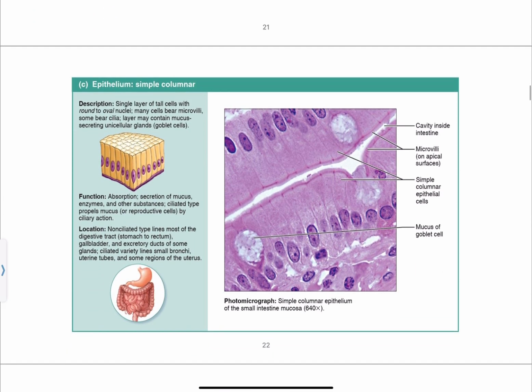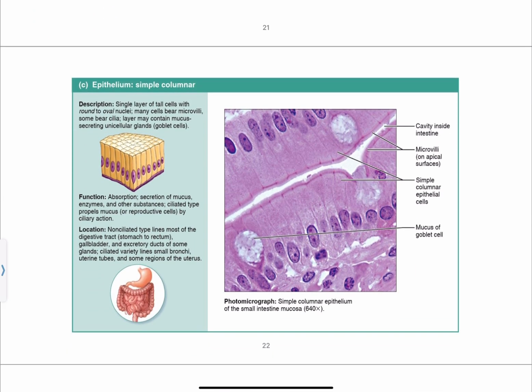The big place where you're going to want to understand where simple columnar is found is the digestive tract. Our digestive tract has huge amounts of simple columnar because we have to be able to secrete this mucus and enzymes in order to help break down all the substances as it travels through our alimentary canal.